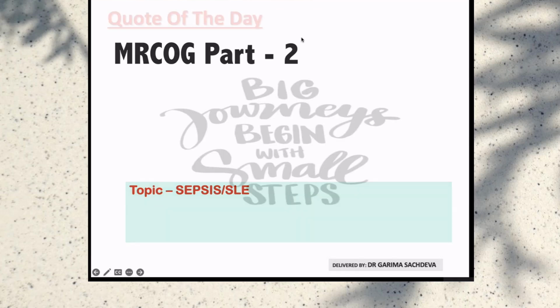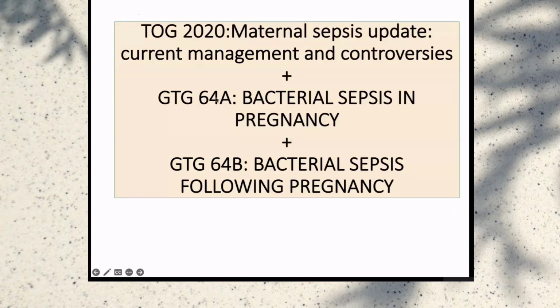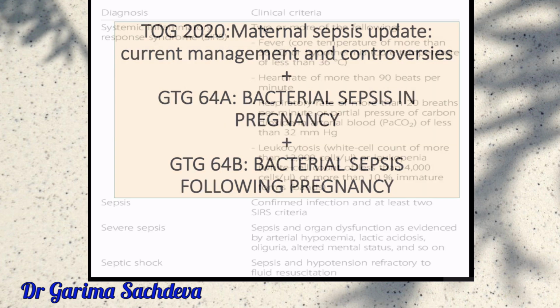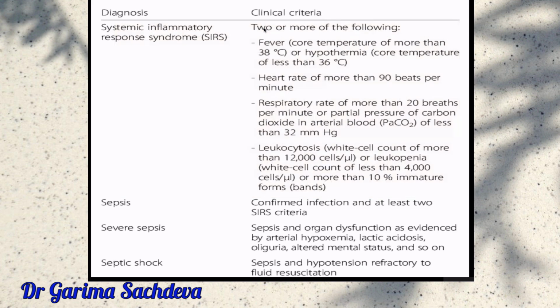So we'll start with sepsis. We'll be covering these three guidelines in this. There is a talk in 2020 regarding the updates in the management, bacterial, and there are two GTG guidelines on sepsis. So sepsis, the classification of sepsis, there is a spectrum actually.